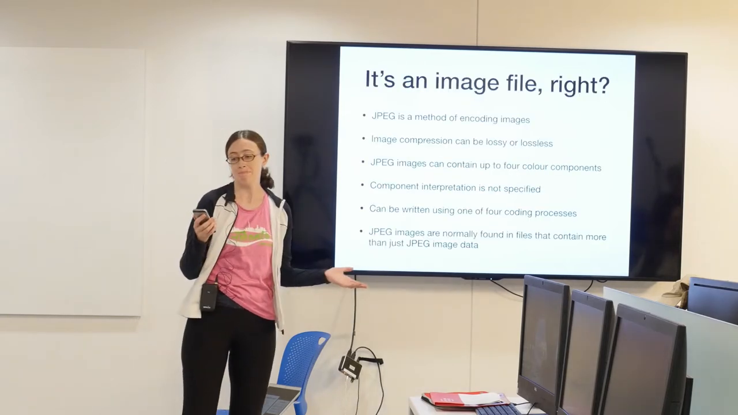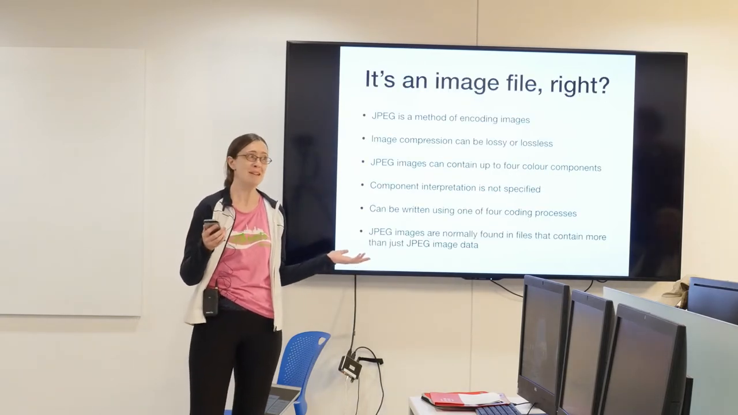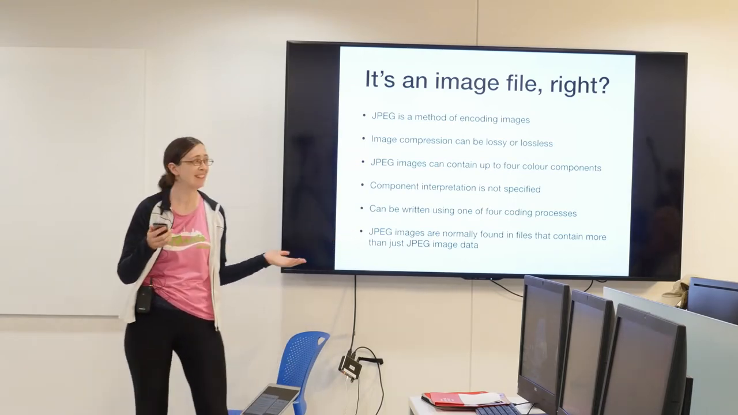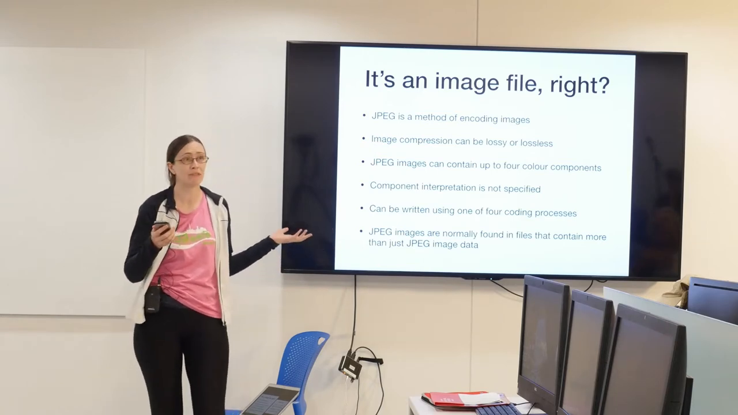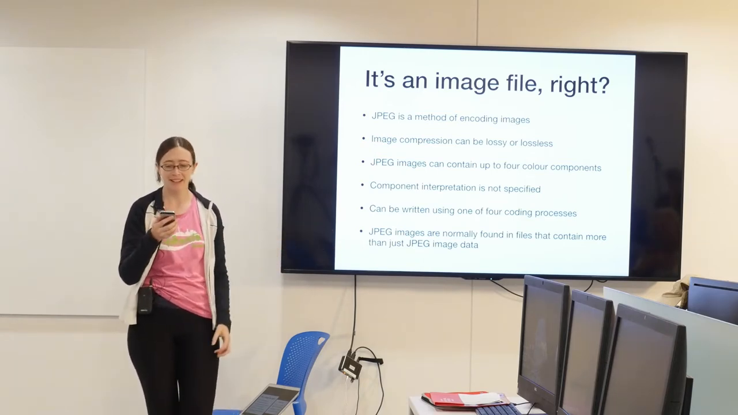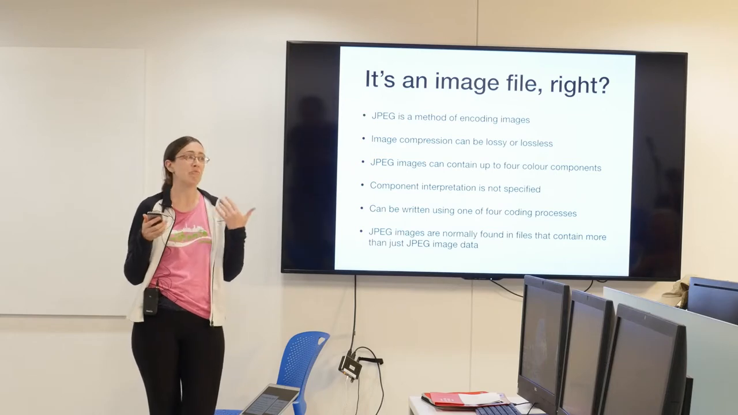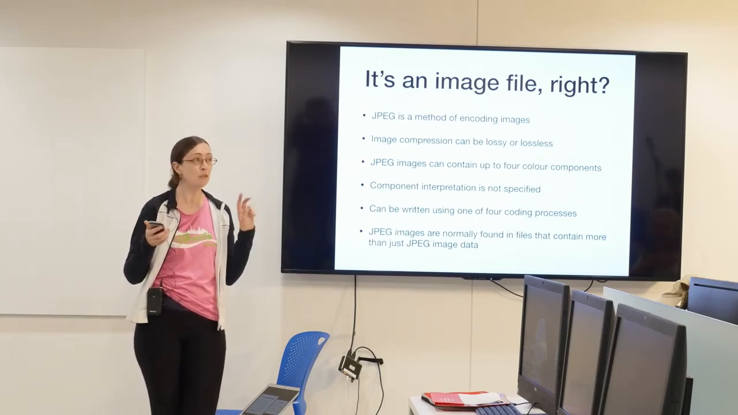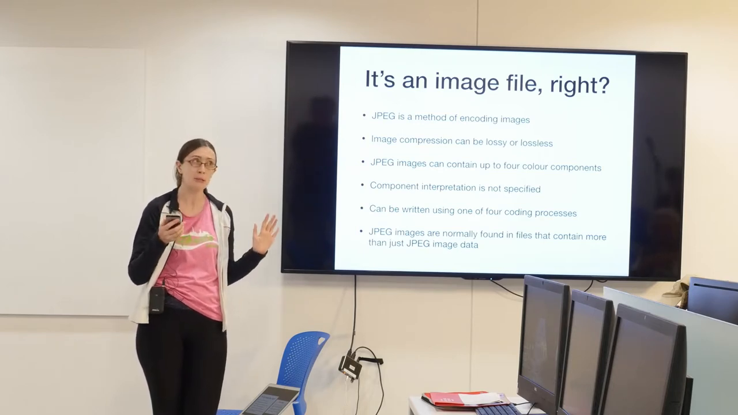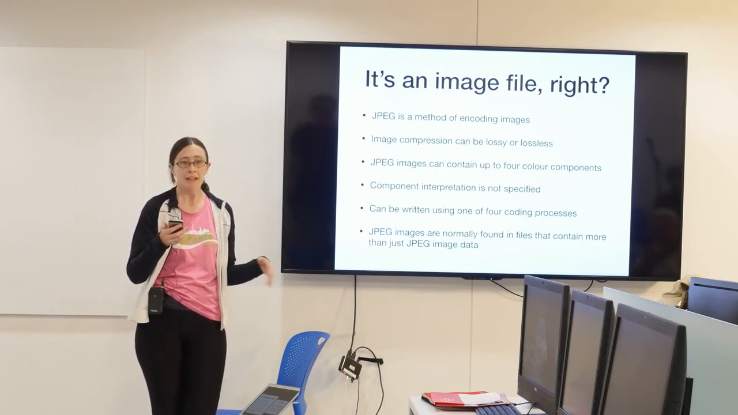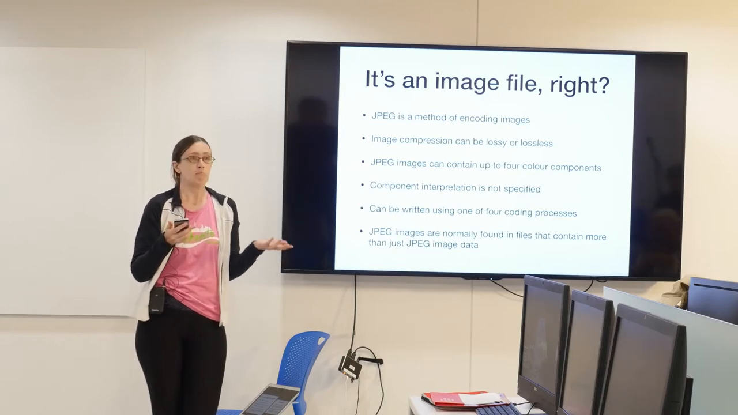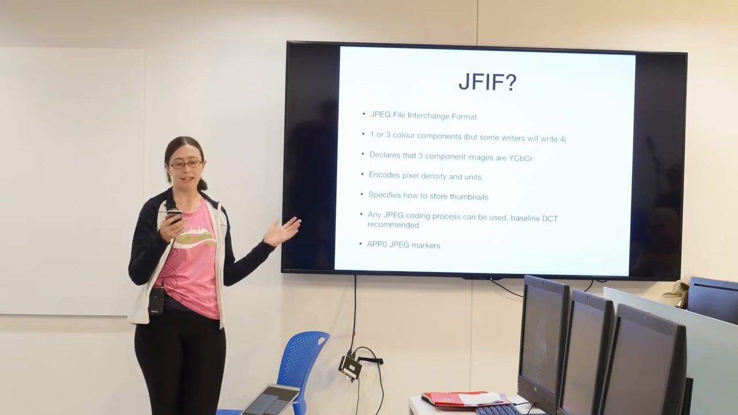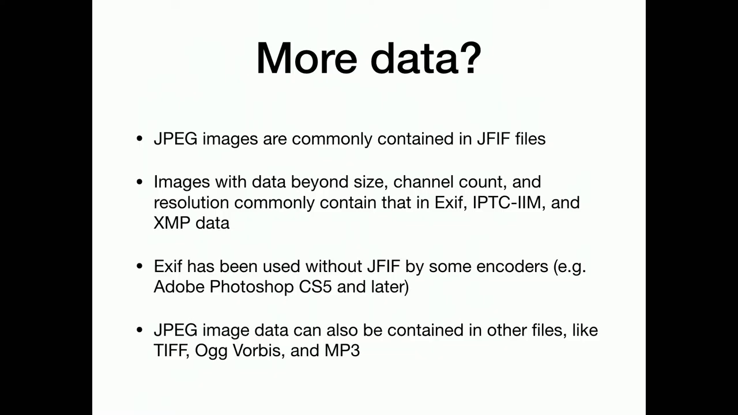So, yeah, JPEG, image file, right? Well, JPEG itself doesn't necessarily specify the actual file. It specifies the image encoding. It has multiple ways it can be processed, anywhere between 1 and 4 components, including 2, although I've never seen a 2-component JPEG image.